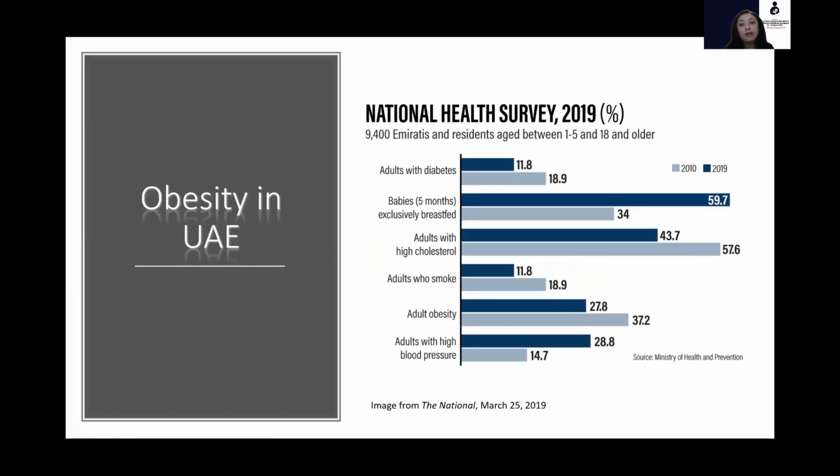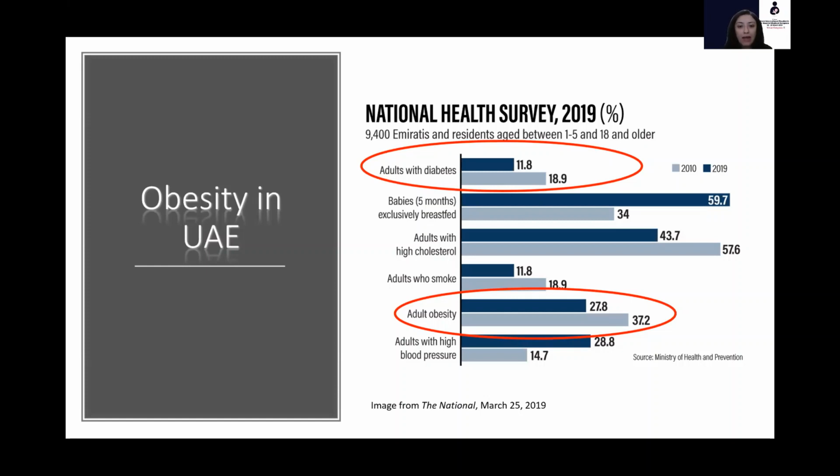This is a national health survey that was conducted in the UAE, comparing data from 2010 versus year 2019. They surveyed 9,400 Emiratis, and according to this survey, adult obesity has decreased over that span of 9 years. And so has the number of adults reporting to have diabetes. But this is a self-report survey.